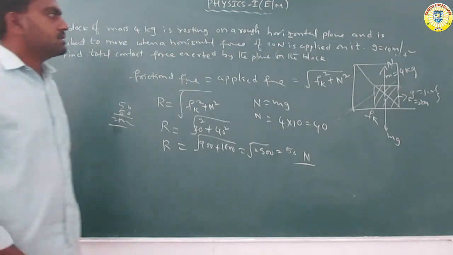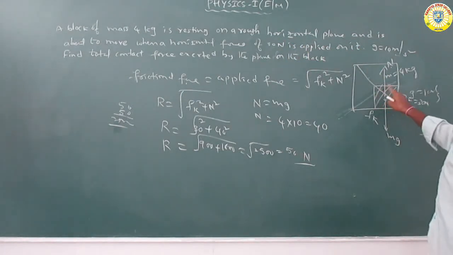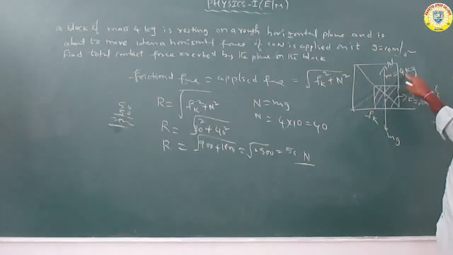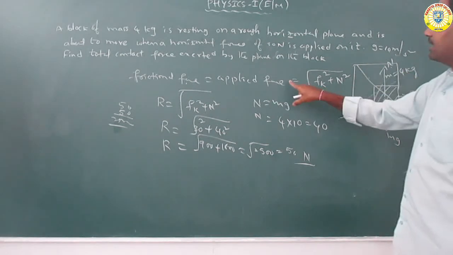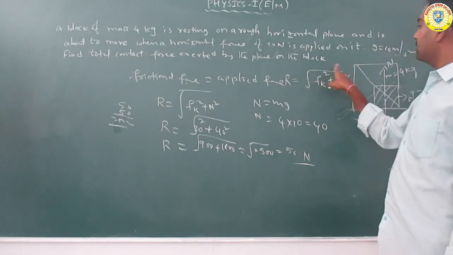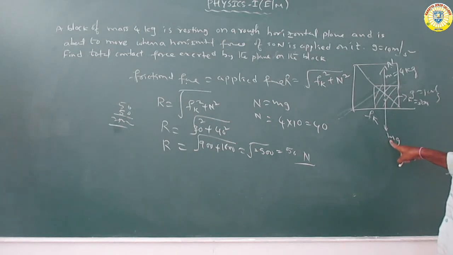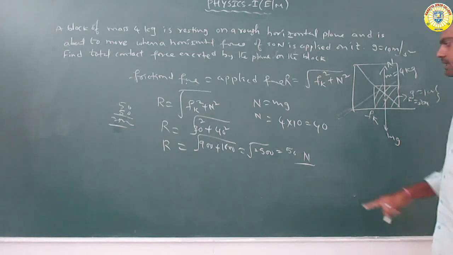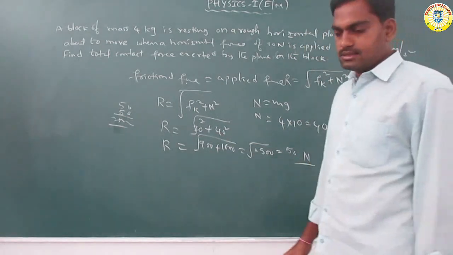So here we consider the 4 kg block on a rough horizontal plane. The mass of the body is 4 kg, g is equal to 10 meters per second squared, and F is equal to 30 newtons acting on the body. Fk and the normal reaction give the resultant force R, which is the square root of Fk squared plus normal reaction squared. The normal reaction is equal to the weight of the body, mass m into g, that is 40. Substituting that value in the equation, we get 50 newtons. Okay, got it?